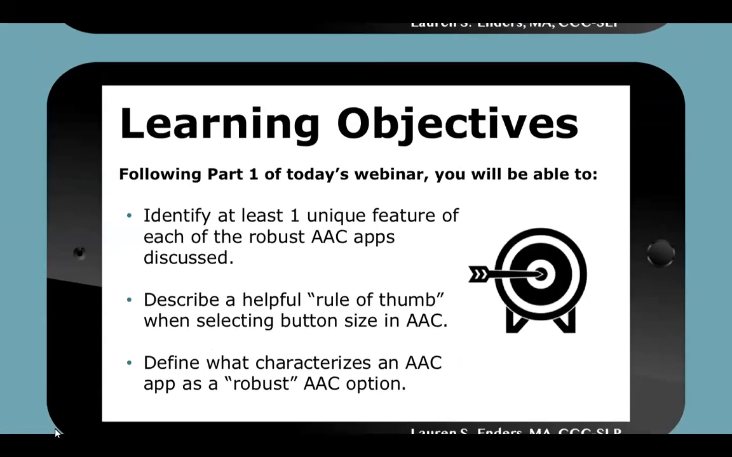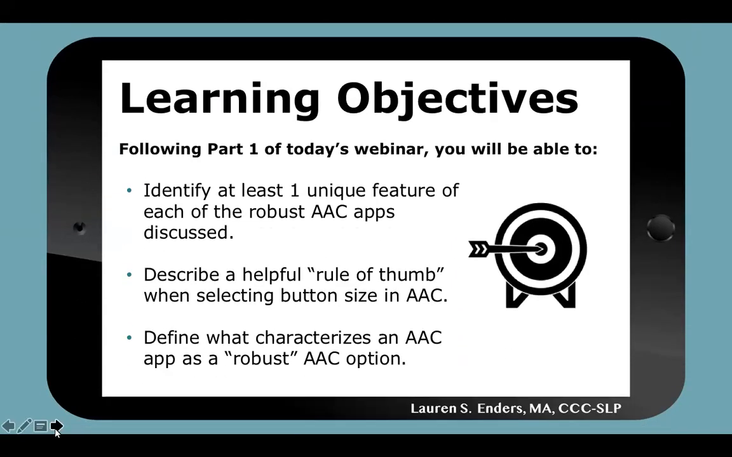So what I hope for all of you to get from today's session, at least from part 1, is that once we go through the set of apps, you will be able to identify at least one unique feature of each of the robust AAC apps we talk about, describe a helpful rule of thumb when you're selecting button size. So once you do select that app, how many buttons should we be giving this individual? And then defining what characterizes an AAC app as a robust AAC option.